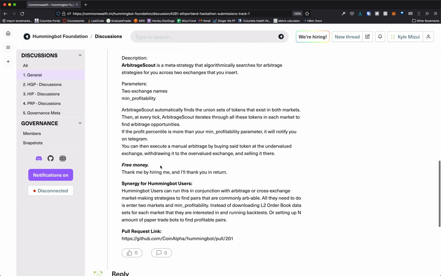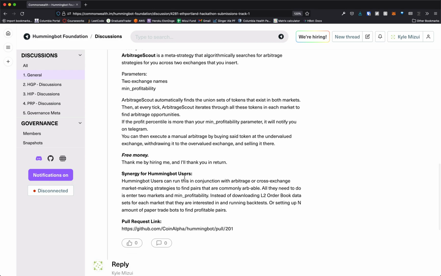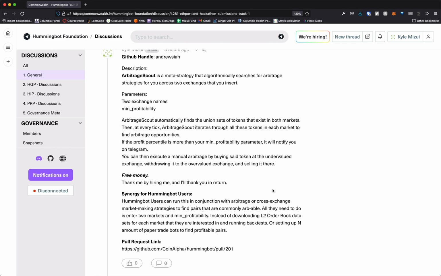So yeah, free money. There's synergy as well for Hummingbot users, and this is targeting Hummingbot primarily because we are using Hummingbot's client. Hummingbot users can run this in conjunction with arbitrage or XEMM strategies to find pairs that are commonly arbitrable. So ultimately then they don't have to do the manual arbitrage. All they need to do is, if they find a market or a pair that commonly has these spread opportunities because of the illiquidity, just set up an arbitrage bot, and then they can continuously profit from it. So in essence, that's it.